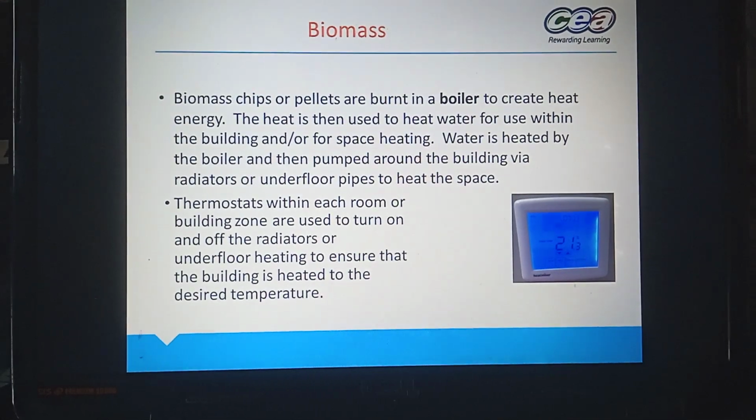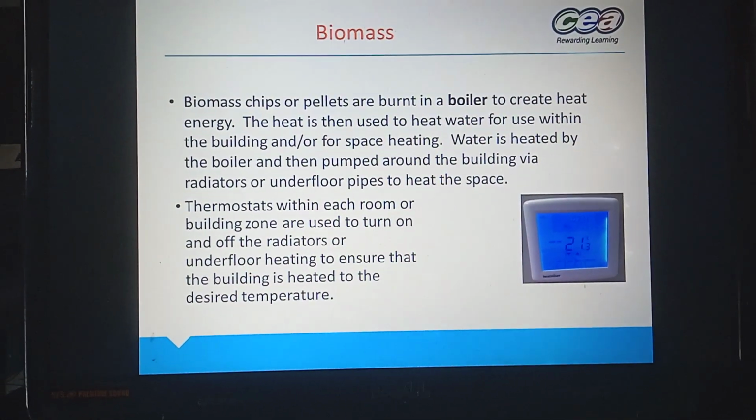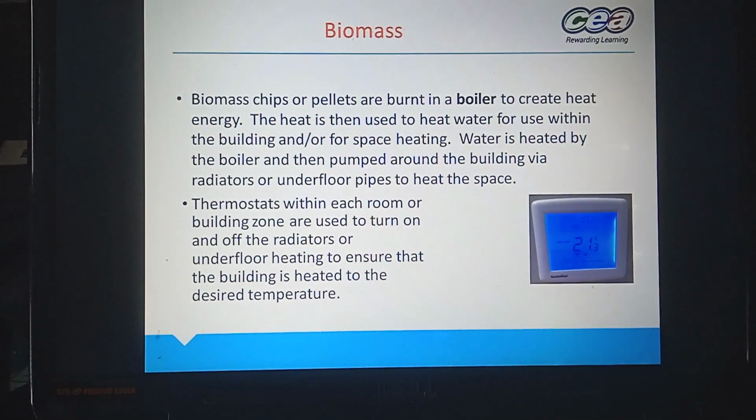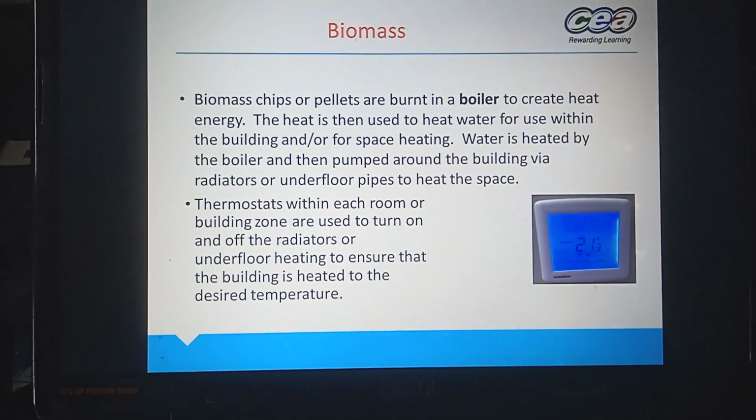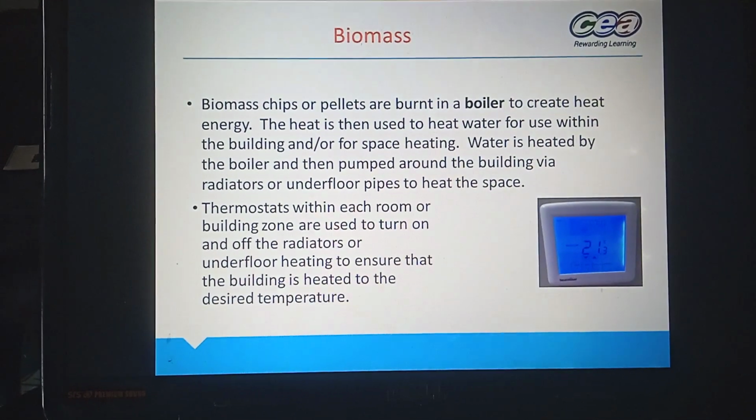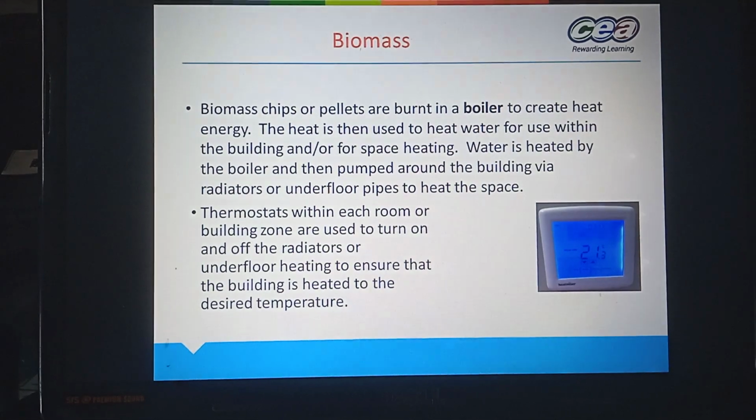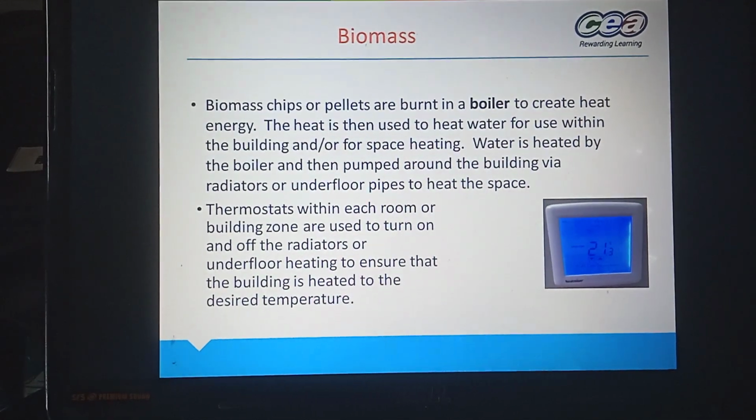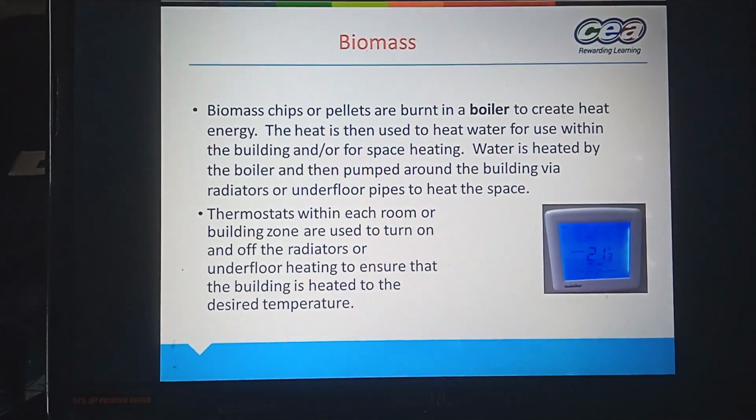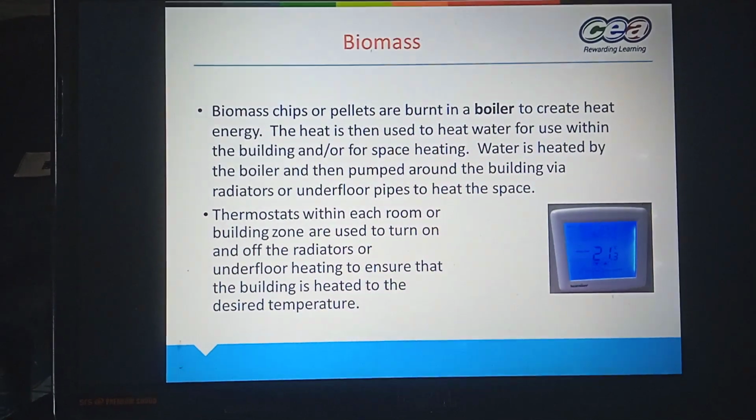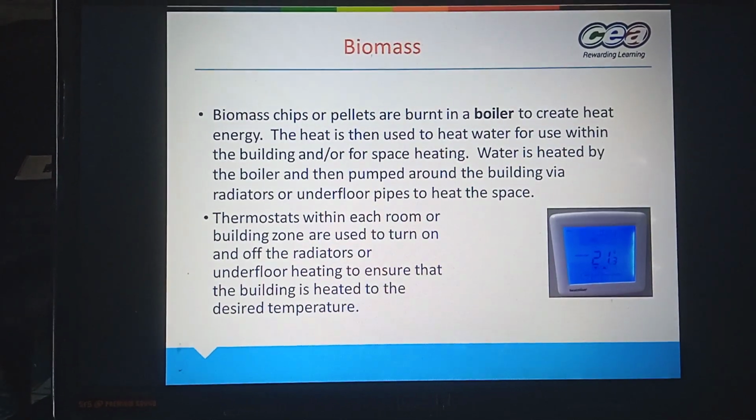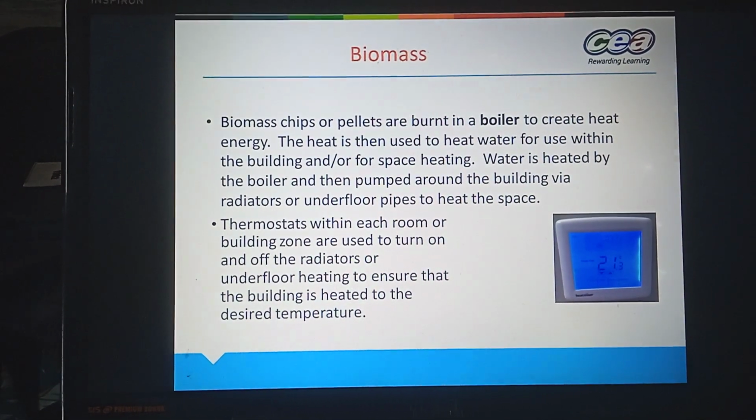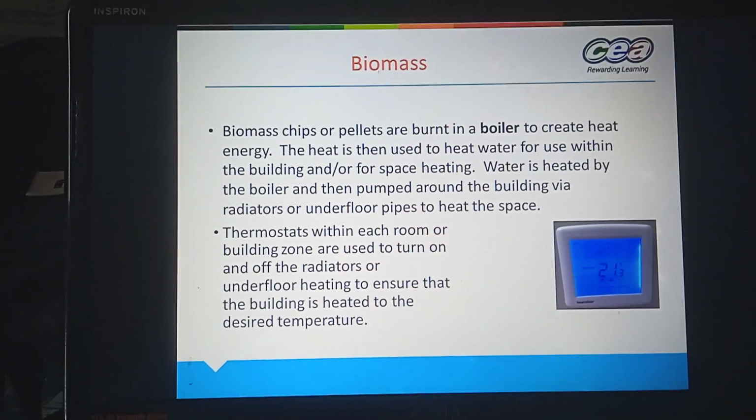Biomass chips or pellets are burnt in a boiler to create heat energy. The heat is then used to heat water for use within the building and for space heating. Water is heated by the boiler and then pumped around the building via radiators or underfloor pipes to heat the space. Motors within each room or building zone are used to turn on and off the radiators or underfloor heating to ensure that the building is heated to the desired temperature.